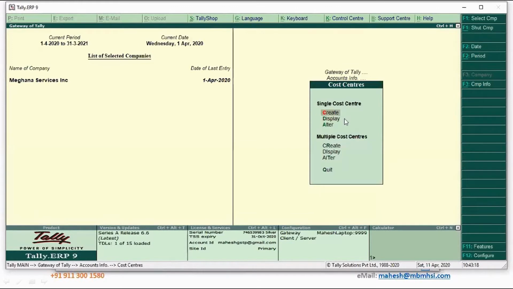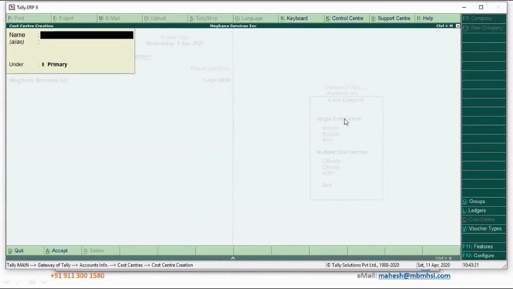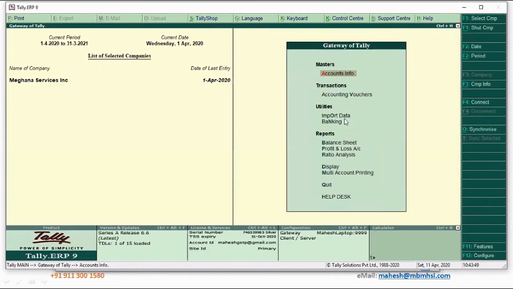Let me also create one more. Say, for example, Malleshwaram lab. That is one cost center for me, that is one project. So I have two projects, and of course I'll also create one common allocation. I'll say common, so that whatever I couldn't allocate to any of the projects, I'll just use it for common.